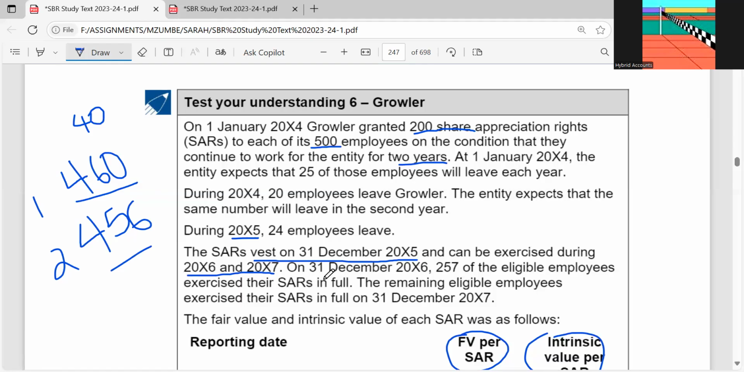So we are told on December 26, 257 employees exercised their rights. So only 456 had the right to exercise, but only 257 exercised in full. The remaining eligible employees exercised their SARs in full on 31st December 20x7. So others are expected until 20x7 to exercise, right? And we said they exercise at the intrinsic value, right?